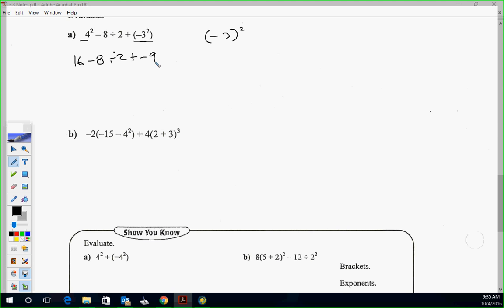So now this is what I have, and probably 50% of you are going to say, okay, 16 minus 8, divide the 2, plus the negative 9. Yeah, we got to do the division first. We got to do this little gap here. So we have 16 minus 4 plus a negative 9.